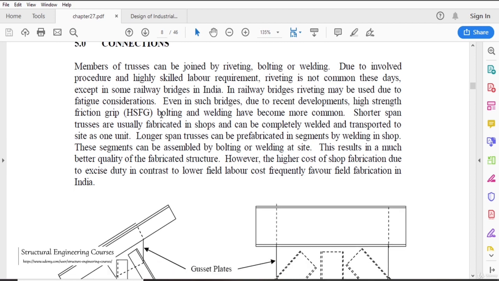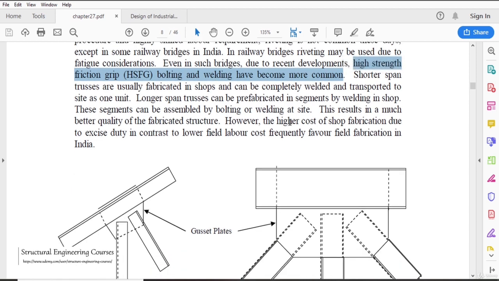And high strength friction grip bolting and welding may have become more common. So nowadays, with the combination of high strength friction grip bolts, that is HSFG bolts, and welding, the connection is designed for the combination of these two types of connections. And longer span trusses can be prefabricated in segments by welding in the shop, and these segments can be assembled by bolting or welding at the site.